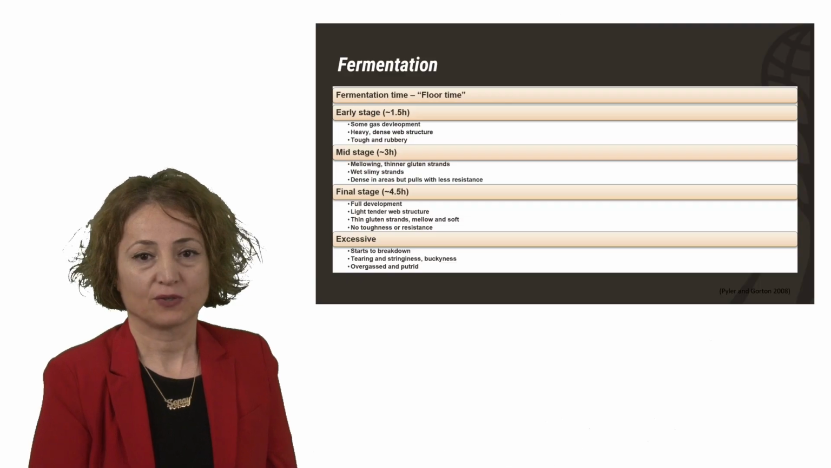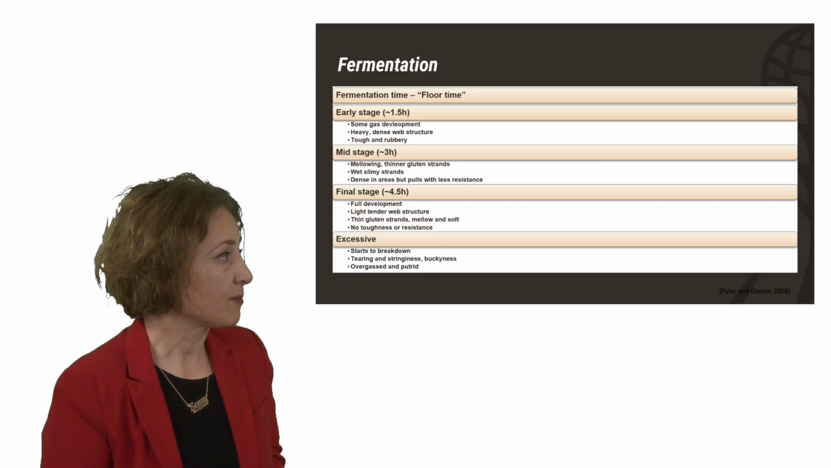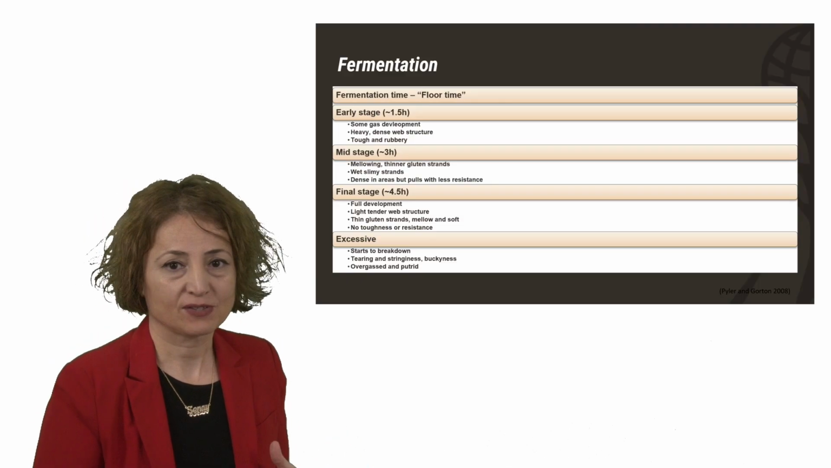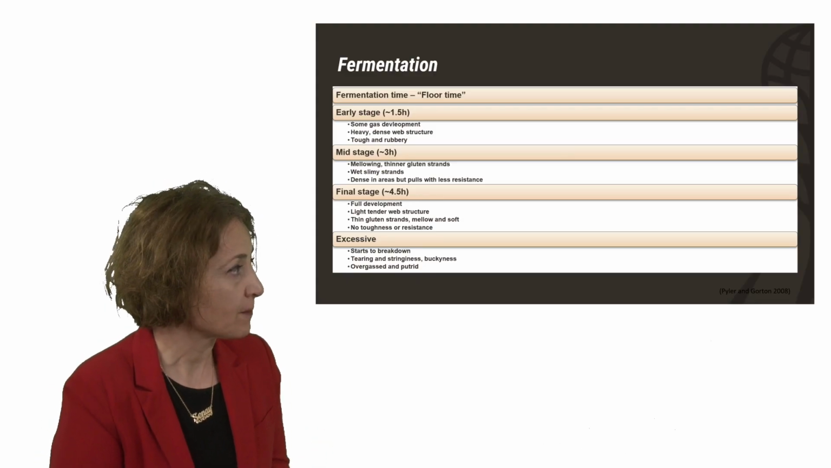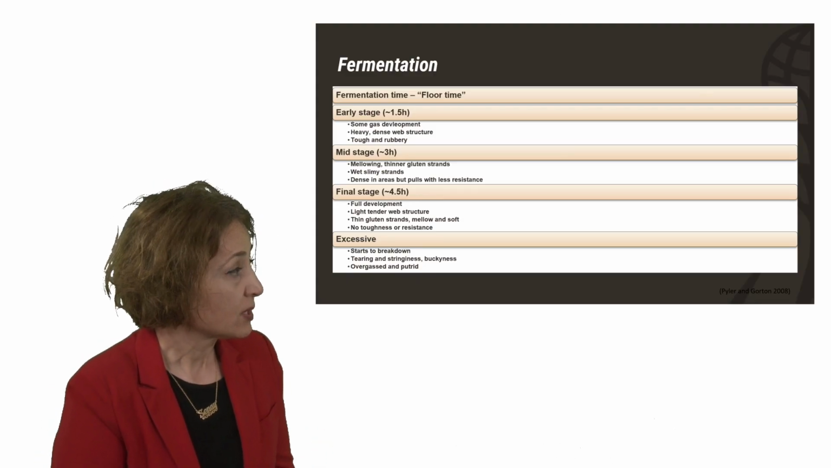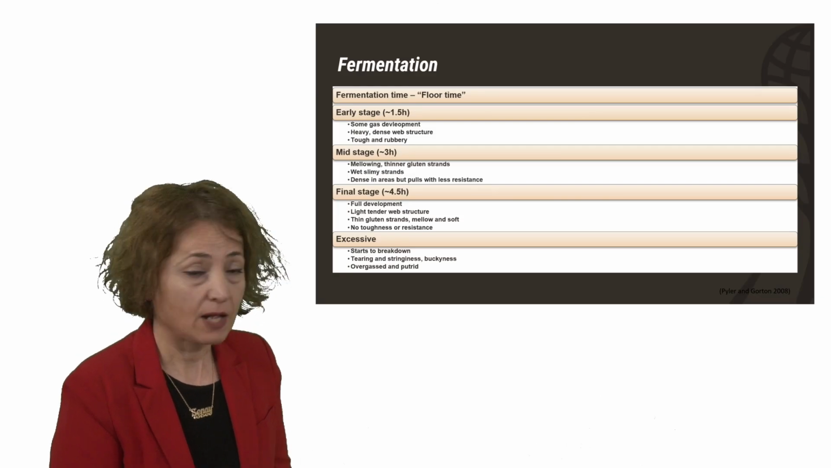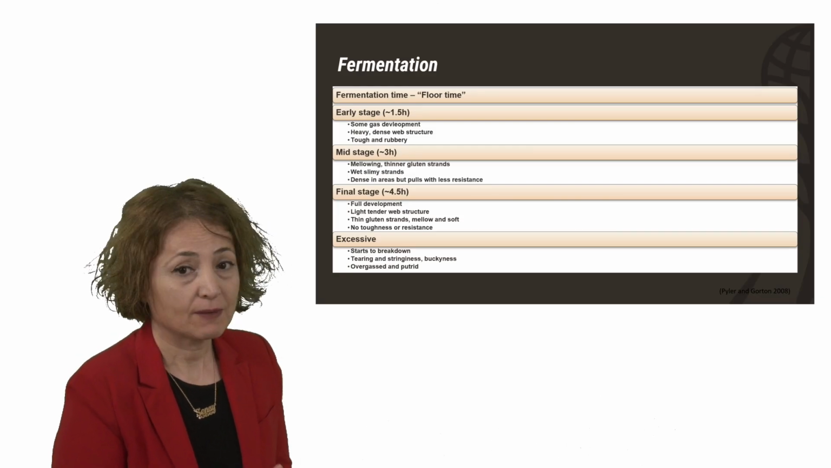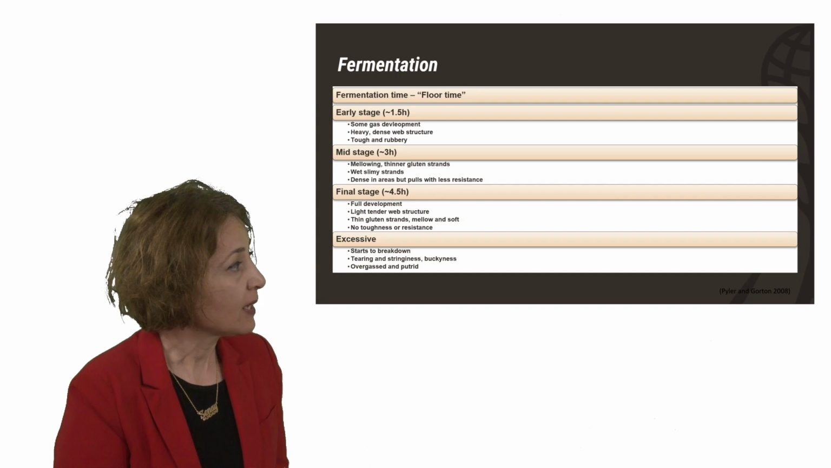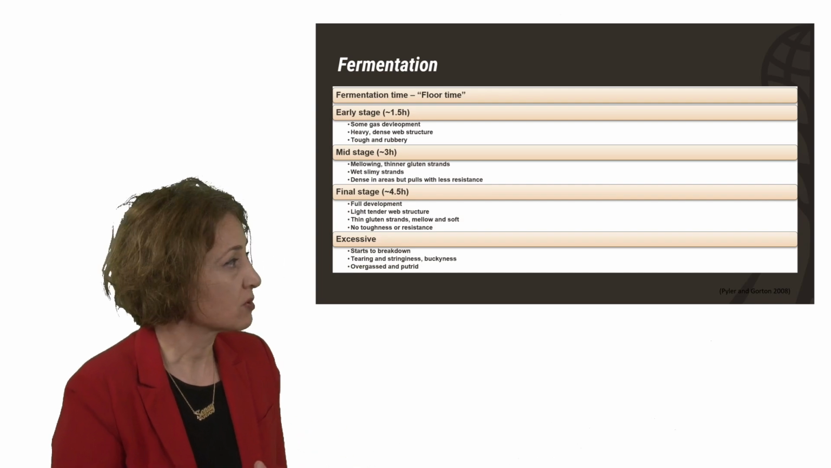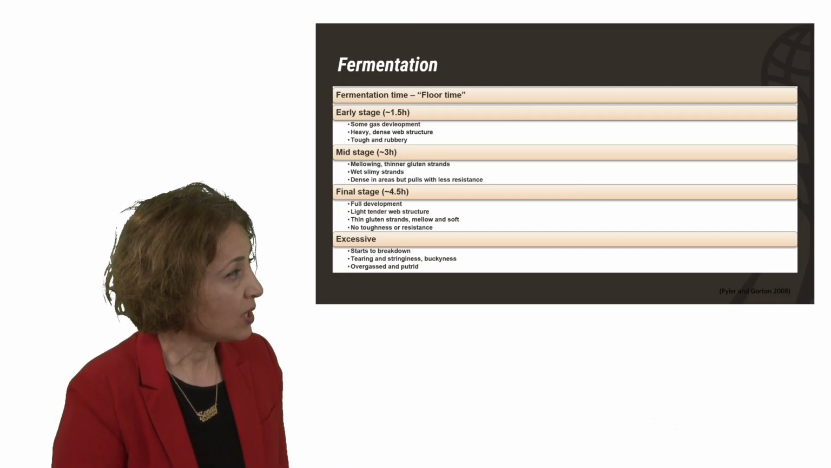And now we are going to talk about fermentation, which in some dough formulations could be referred to as the floor time. The early stage is 1.5 hours. We have some gas development, and a heavy, dense web structure can be observed, and then we might have a tough and rubbery dough. In the mid stage, 3 hours, the mellowing thinner gluten strands start to show.